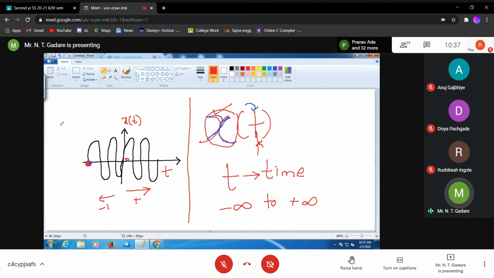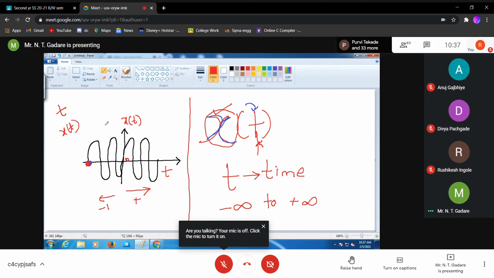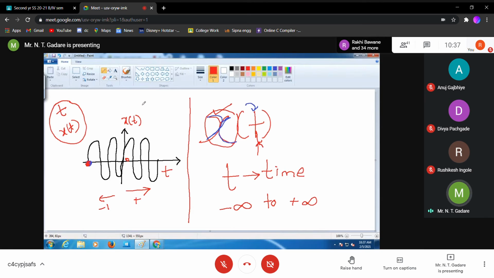So ultimately, in mathematics or in signals and systems, when we are talking about any mathematical relation, we should know the meaning of x of t and t. So these are some parameters by which we can understand the concept of signals. Now, how we can define this particular signal, that is the second part. But before discussing any signals, we should know what is t and what is x of t.